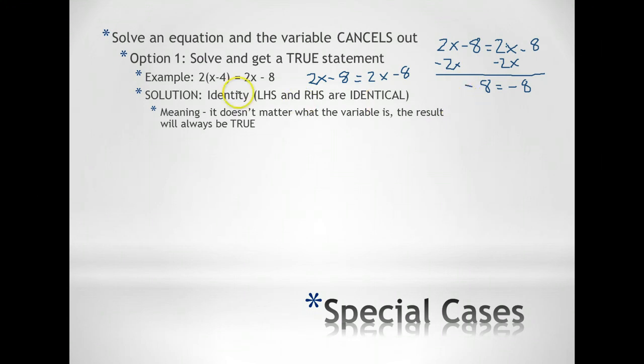So this solution has a name. It's called an identity solution. Doesn't matter what the variable is, the result is always true.